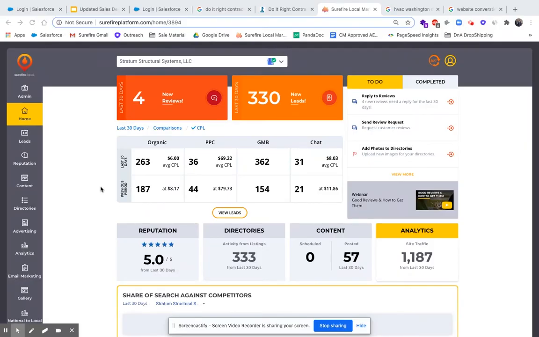Everyone, I'm really excited here to share with you the home screen of the Surefire Local Marketing Platform so you can get a quick understanding of how this can help your business.